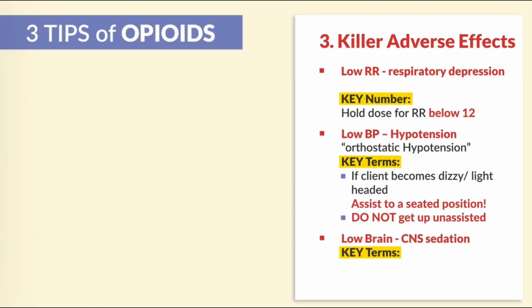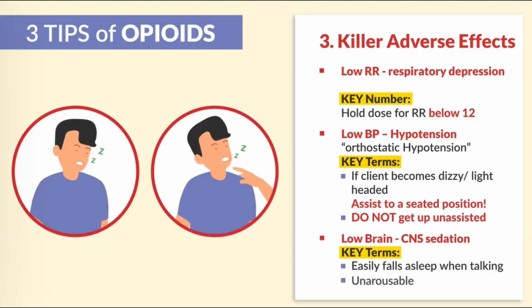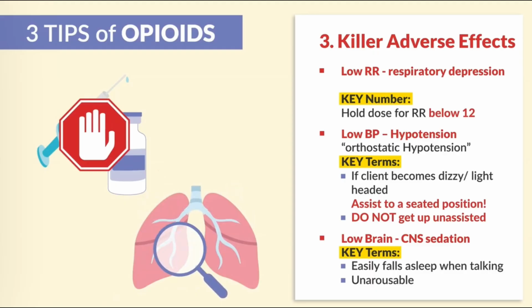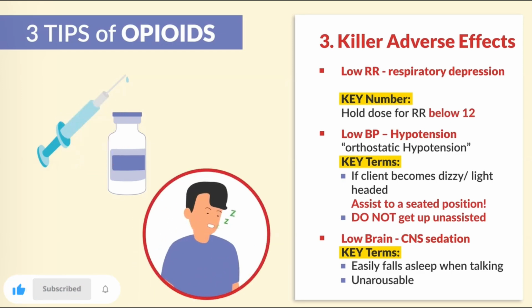Now lastly, the low brain for the CNS sedation. Key term here is easily falls asleep when talking and unarousable. Guys, we hold any additional narcotics. So monitor the respiratory status, and guys, sedation comes before respiratory depression. So be sure to watch out for this. Now you may give additional narcotics when the patient's LOC or level of consciousness improves. So when they're easily aroused or only slightly drowsy.